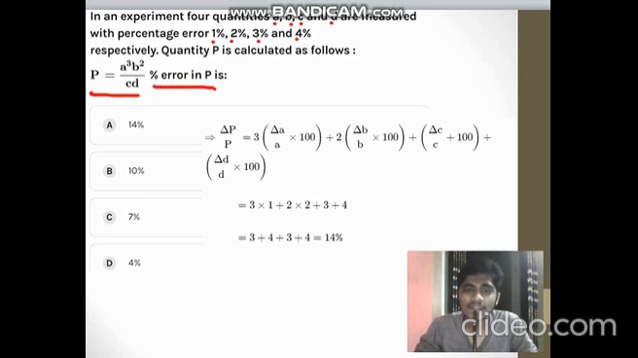Very simple. Delta P by P into 100 is equal to, you just bring the powers to the front, 3 into delta A by A into 100 because they have asked you percentage error, plus 2 into delta B by B into 100 plus delta C by C into 100 plus delta D by D into 100. So 3 into delta A, they have given 1, 2, 3, 4. So in those places, if you substitute, you will be getting 3 plus 4 plus 3 plus 4, that is 14%. This is such an easy question.